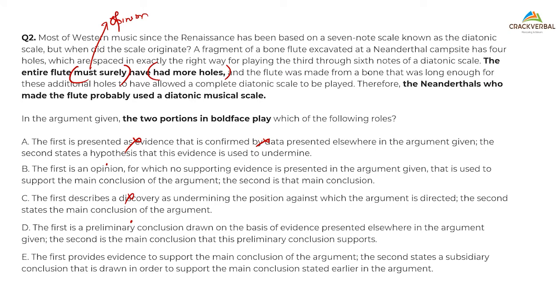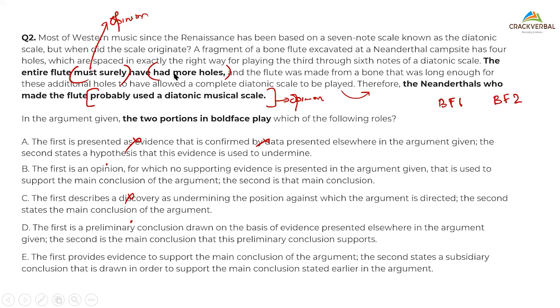And the flute was made from a bone. Now this is about the flute was made from a bone that was long enough for these additional holes, these more holes, to have allowed a complete this. Therefore, the maker who made the flute probably used this. This again is an opinion. Now, first and foremost, do BF1 and BF2 have any very distinct relationship? Can you see one supporting the other in a very distinct way?